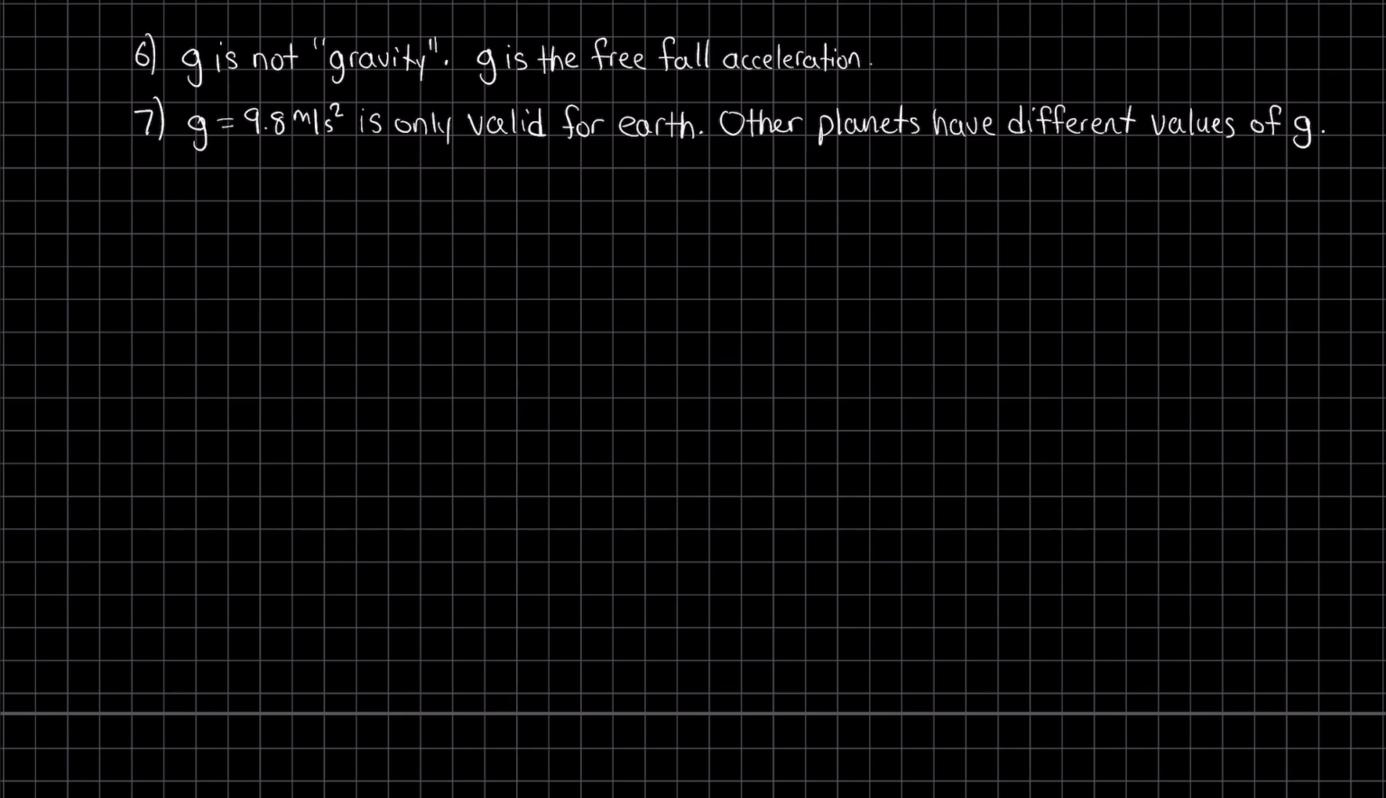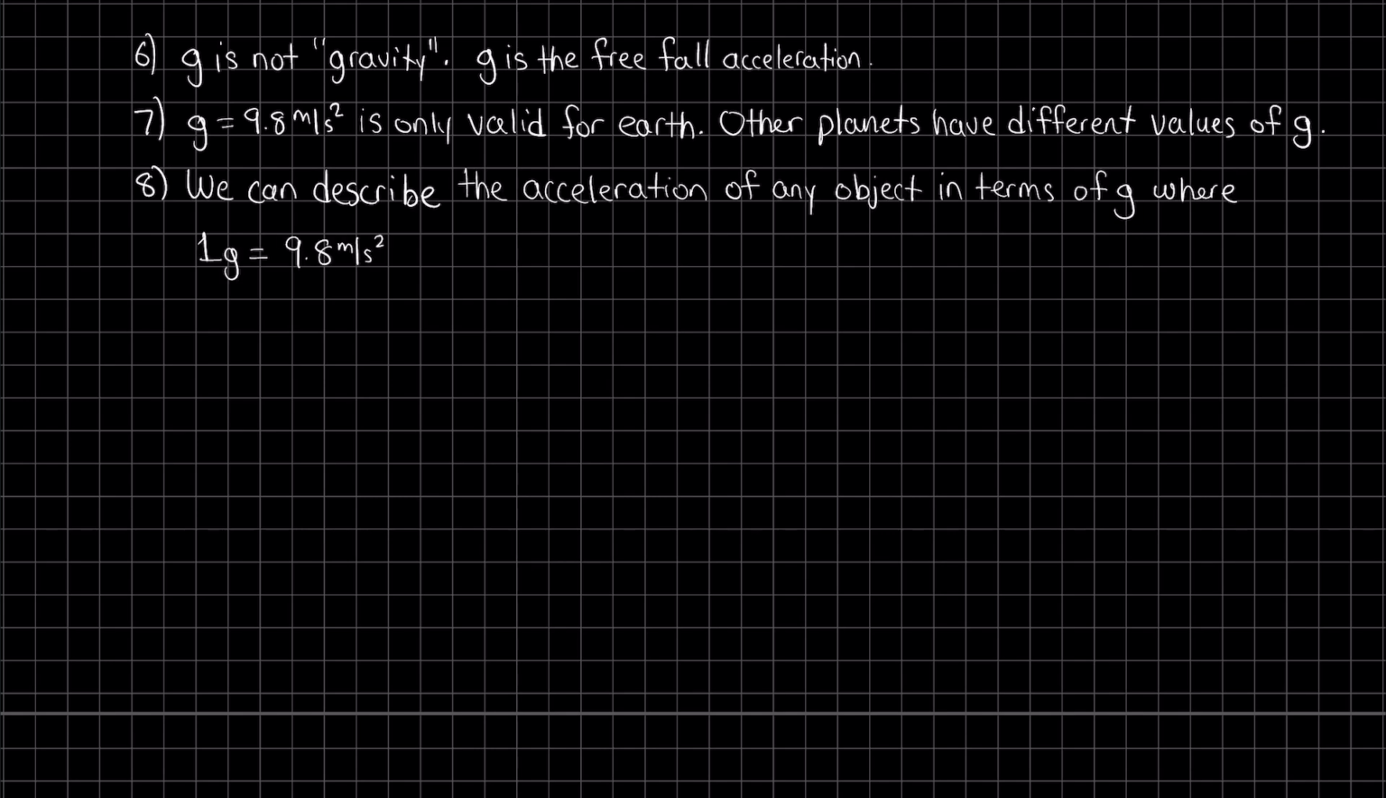The one I'm talking about is measured in meters per second squared. The gravity that I do not want you to confuse it with is measured in newtons. Completely separate ideas, although related, but do not confuse G for standing for gravity. G is a property of the Earth, and its value is 9.8 meters per second squared, always positive. The next idea, key idea number 7, is that G equals 9.8 meters per second squared is only valid for Earth. Remember, G is a property of Earth. All other planets have different values of G. On other planets, you will find a different value for the free fall acceleration.